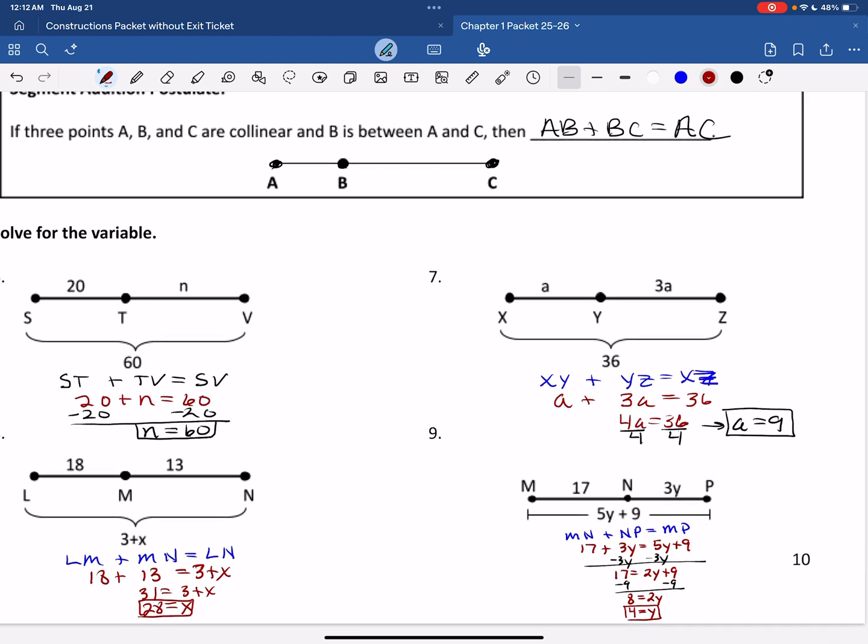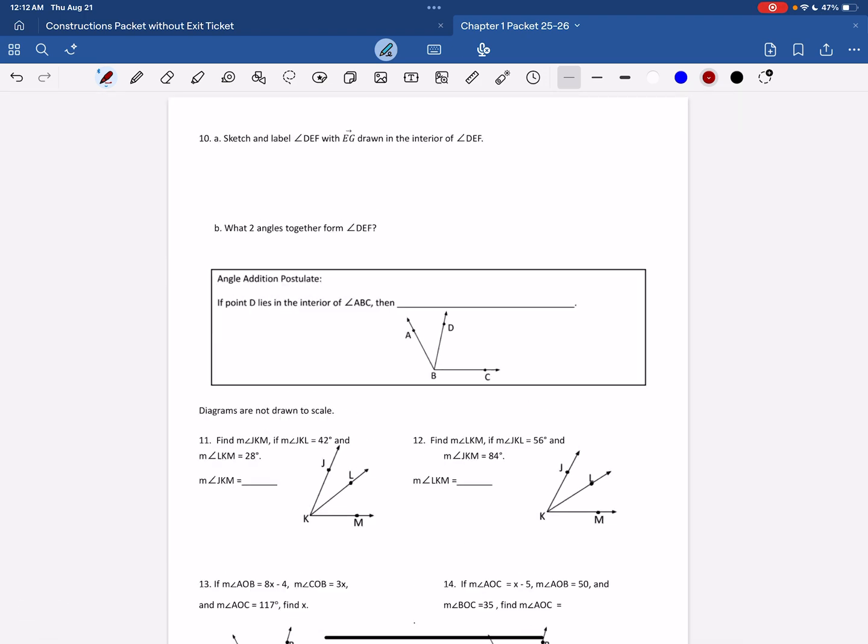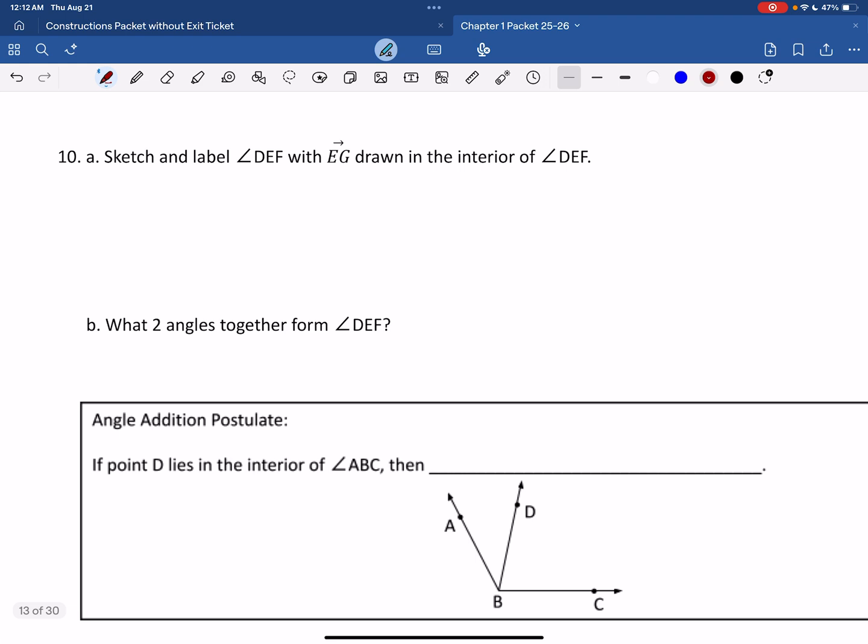All right, now let's take this same concept and apply it to angles. So first off, this asks me to sketch an angle.